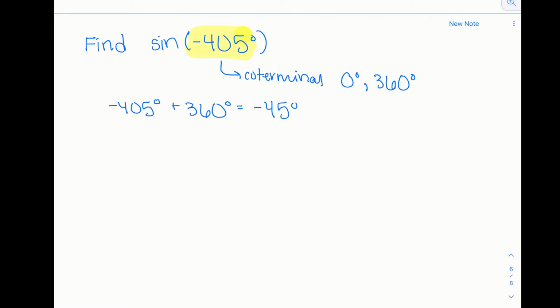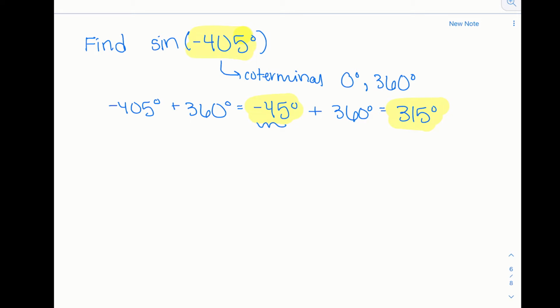So you could find the answer at this point. I'm going to go ahead and get it between 0 and 360, and I'll show you how you could use it either way. So now if I added another 360 degrees, I get 315 degrees. I'm just going to highlight both of these.